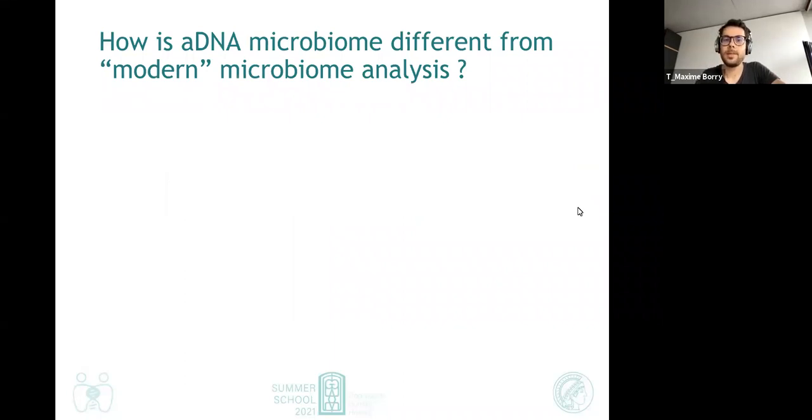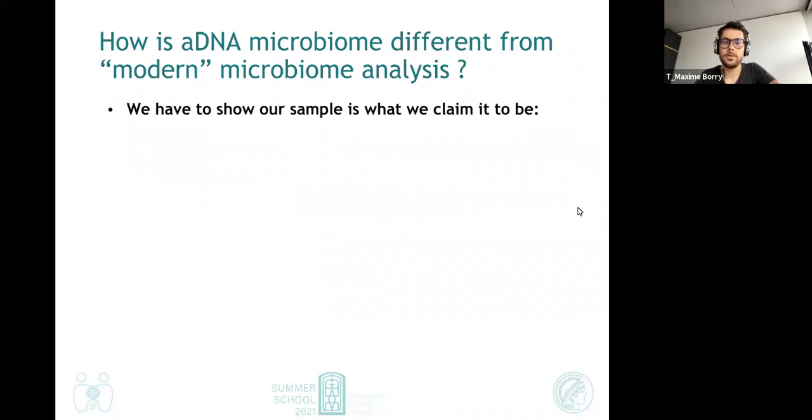So, how is ancient DNA microbiome different from modern microbiome analysis? The main difference is that usually we have to show that our sample is what we claim it to be. When you work with a modern sample, let's say in a clinical setting, you take a sample from a patient, you know where the sample is coming from because you took it directly from the patient. But when you work with a sample coming from the field, it's not always clear where the sample is coming from, which species it's coming from, which time period it's coming from, et cetera. So you need to use a lot of different methods from different fields to prove that your sample is what you're claiming it to be.